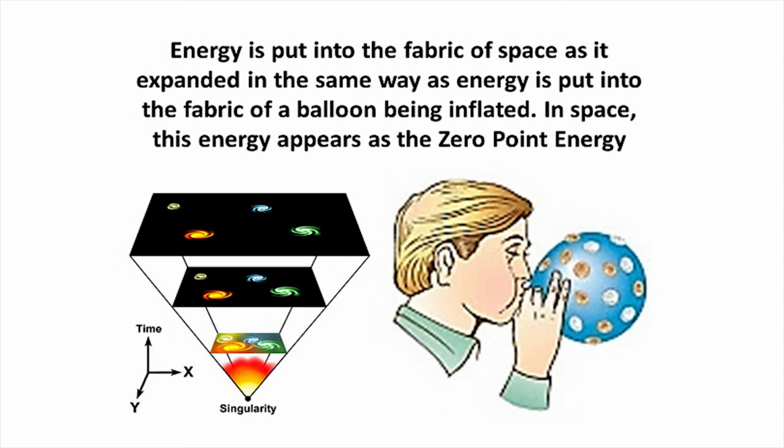Energy is put into the fabric of space as it expanded, in the same way as energy is put into the fabric of a balloon being inflated. In space, this energy appears as the zero-point energy, the ZPE. As the universe continued to expand, the strength of the ZPE continued to build up. To refresh your memory further, the zero-point energy consists of a massive number of electromagnetic waves that permeates all of space. These waves consist of all wavelengths, but the vast majority are on the shorter end of the spectrum. So the first clue, the increasing value of Planck's constant H, leads us to suspect the increasing ZPE strength may be responsible for all of the observed changes, since h is a direct measure of the ZPE strength.